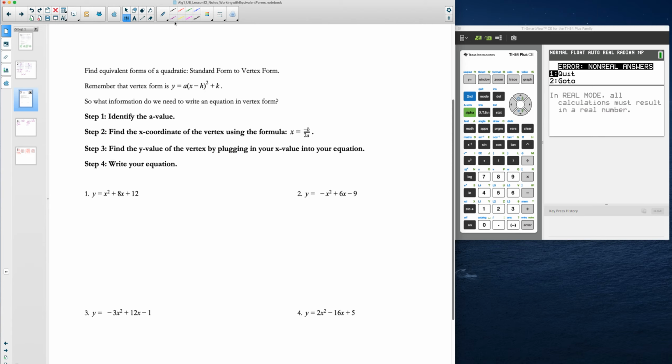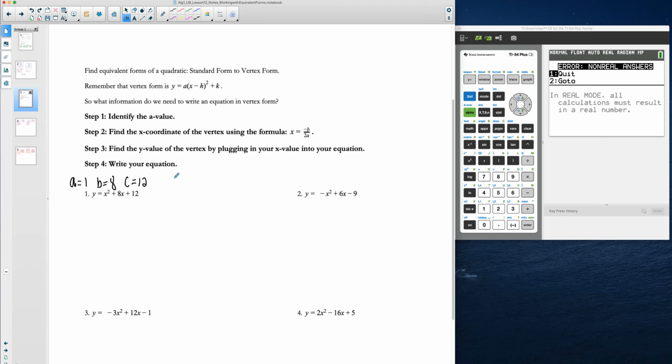All right, so working with this guy, I'm going to go through the first one here with you. When we look at what we have right here, we know that a is 1. We know b is 8, and we know c is 12. So we can identify those values just like we have been.